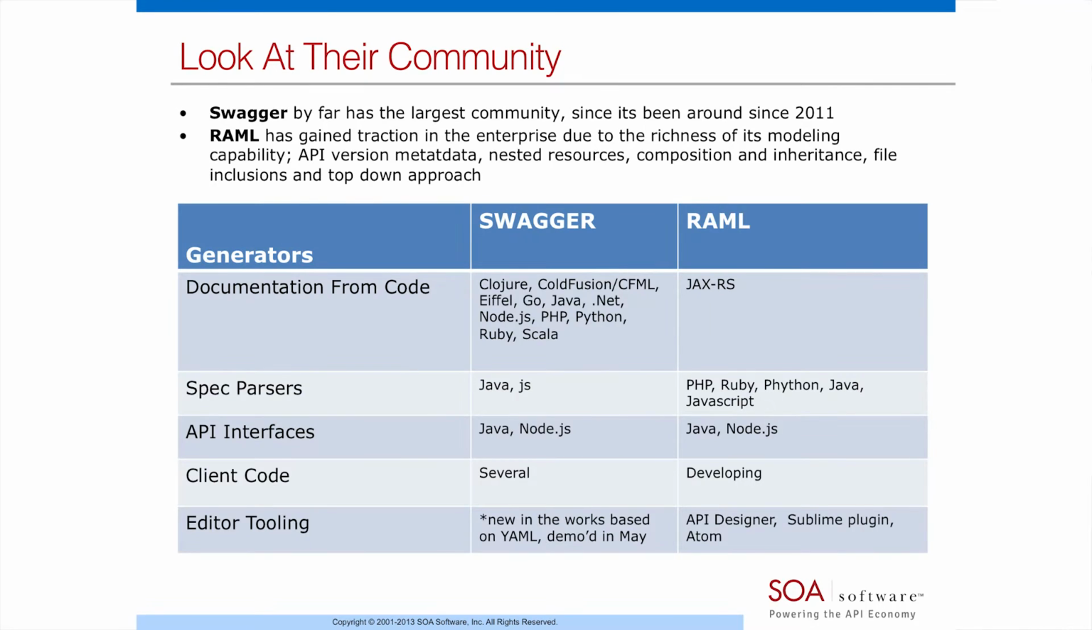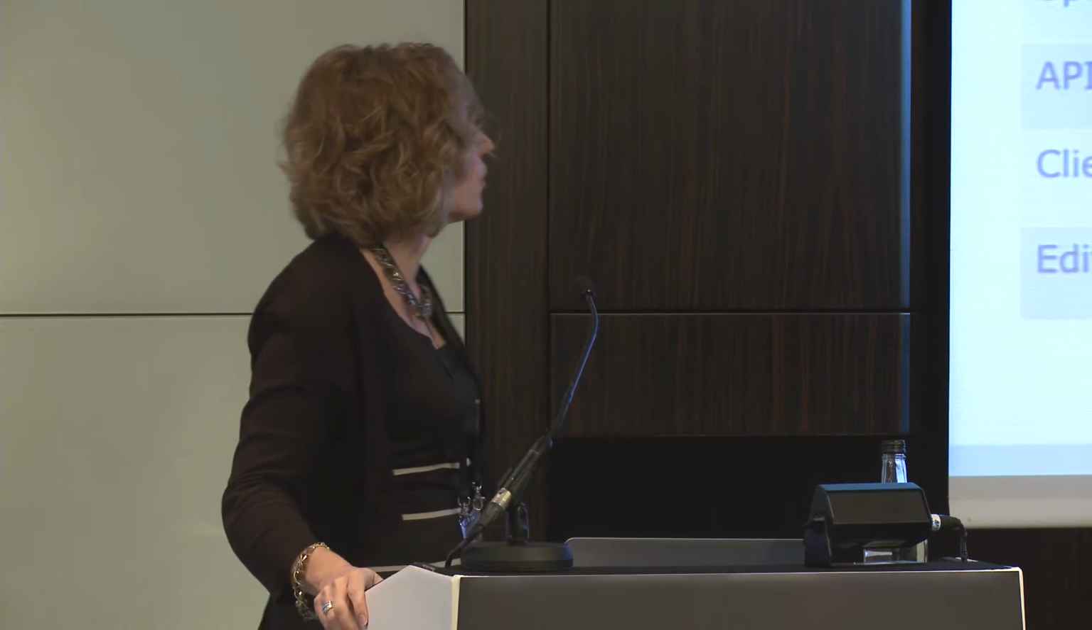Look at the community. Swagger, by far, has the largest community because it's been around since 2011. RAML, though, is really growing. And when I talk to my enterprise customers, you've got to remember, I'm from SOA Software, and we actually support both Swagger and RAML. From an enterprise customer standpoint, they're leaning towards RAML because of the richness of the specification, with the inheritance and traits and so forth.